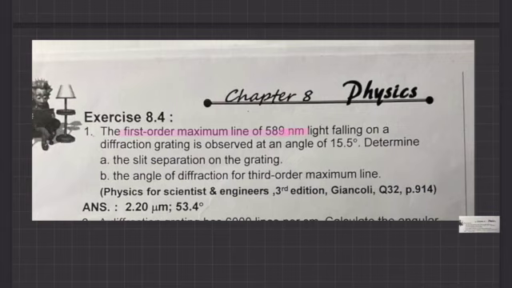The first order maximum line of 589 nanometer light falling on a diffraction grating is observed at an angle of 15.5 degrees. Determine A, the slit separation on the grating, and B, the angle of diffraction for the third order maximum line. Okay, first we write down the information given.